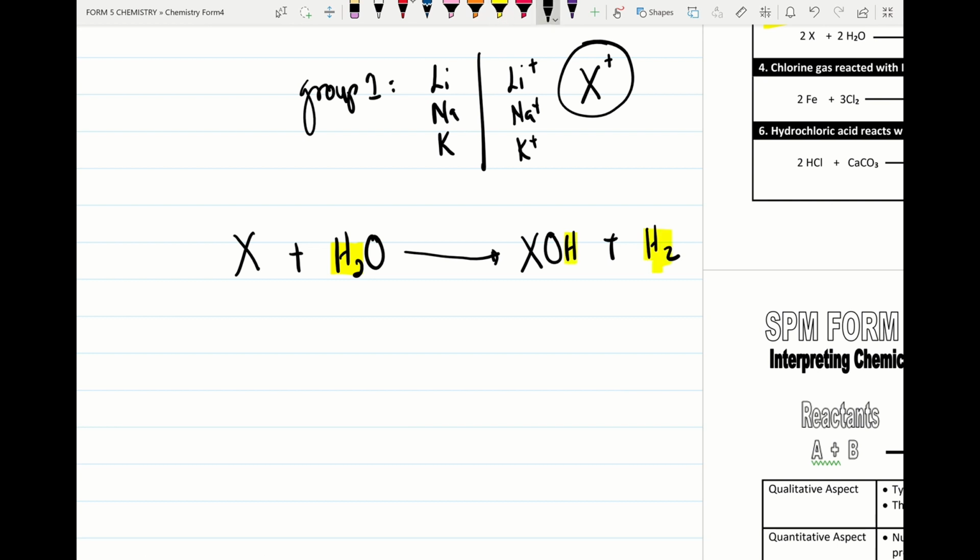So the odd number we make it even, hydrogen 2 plus 2 is 4. So hydrogen 2 times 2 is 4. Alright, so next we balance X2. So the equation is balanced. Oxygen 2. So the equation is balanced.